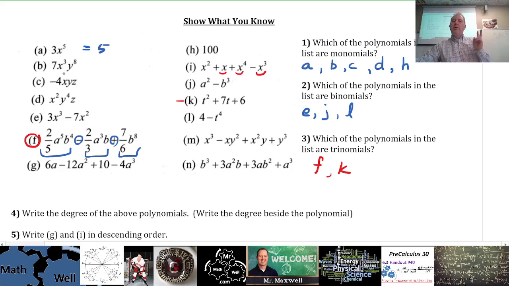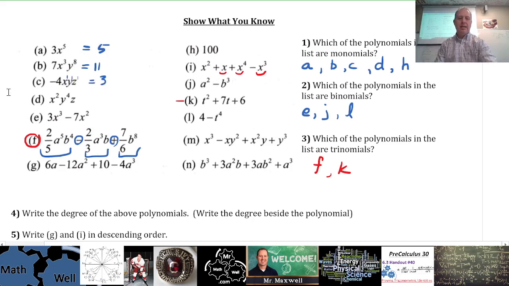This one has 2 variables, so remember we add the exponents. So what's this degree? 3 plus 8 is 11. Yes, you're right. No, I wasn't saying you're wrong, I was just walking it through there. Okay, what about C? 3, yeah, because we have 1 plus 1 plus 1 is 3.